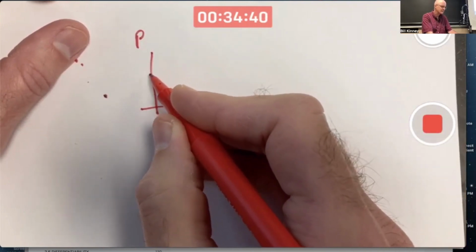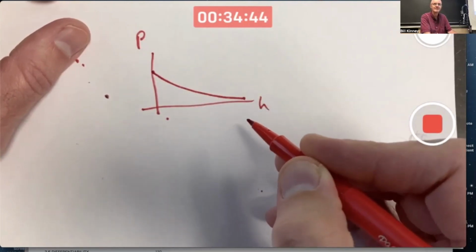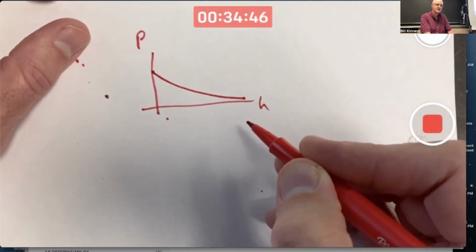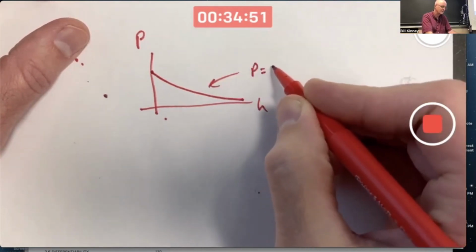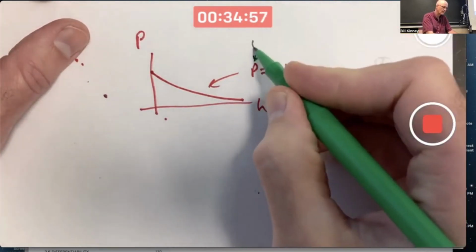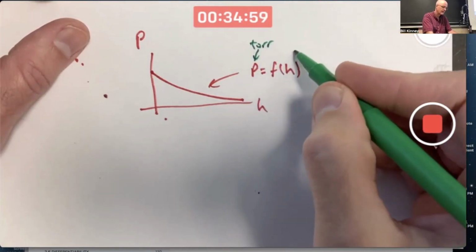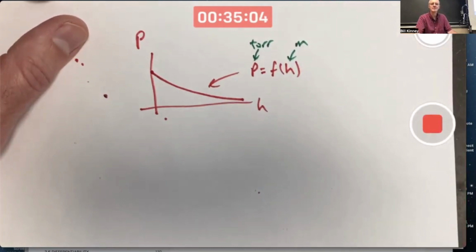Probably not with a vertical asymptote here, because right when you're at sea level, the pressure is not infinite. So this could be a graph of the pressure as a function of the height above sea level. Pressure is in torr, which I never heard of before reading it in the book. H is in meters above sea level.